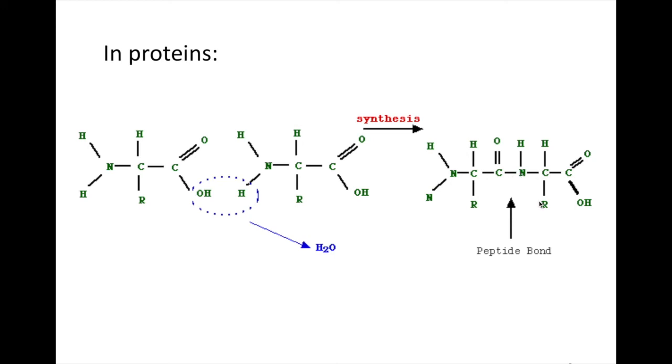This R means that it's a variable group. We see this in amino acids. There could be a hydrogen there. It could be a sulfur-containing link there. Lots of things that you could see.